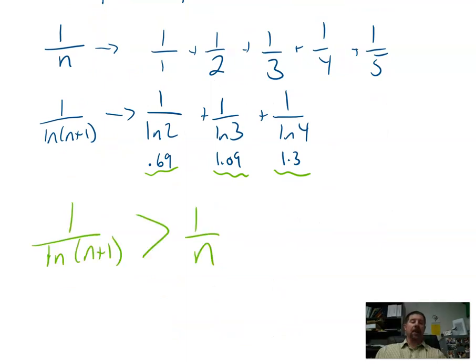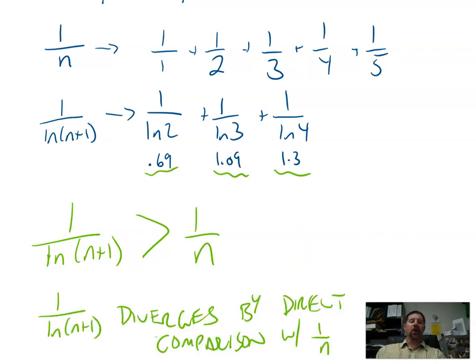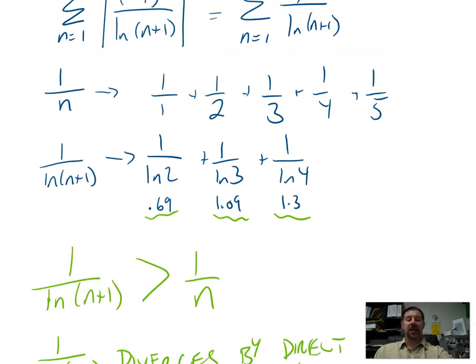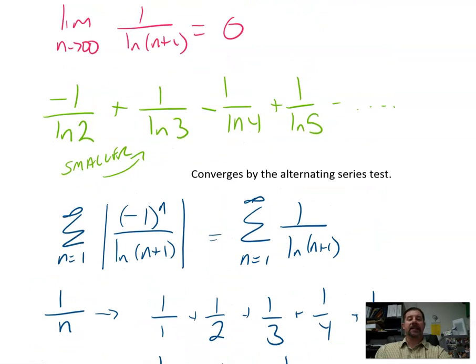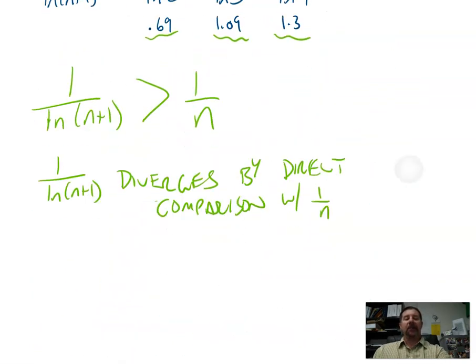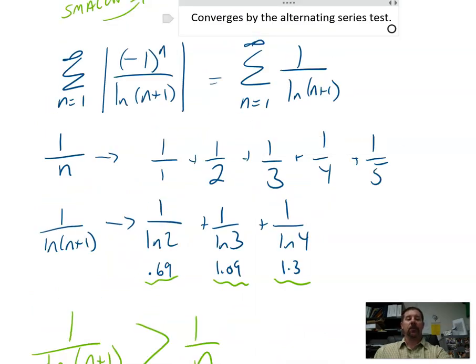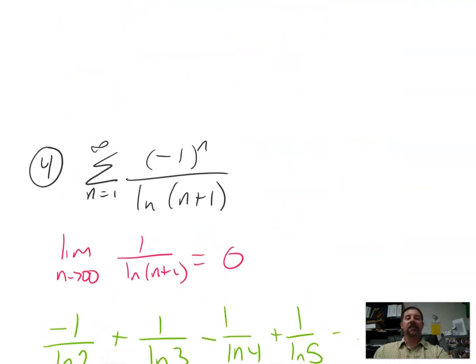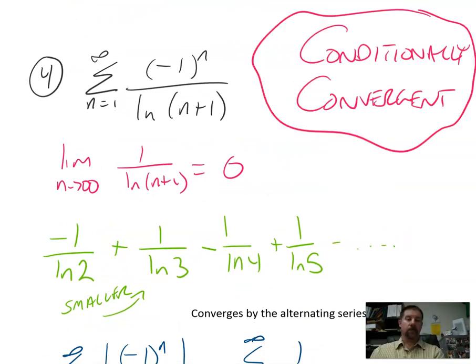With direct comparison, if the smaller function diverges, it is going to force that larger function to also diverge. So both these functions diverge. So 1 over ln of n plus 1 diverges by direct comparison with 1 over n. All this work would be my justification. So because the original series converged by the alternating series test, and the absolute value diverged by direct comparison with 1 over n, then I know that this converges conditionally. So it is conditionally convergent. Yay!